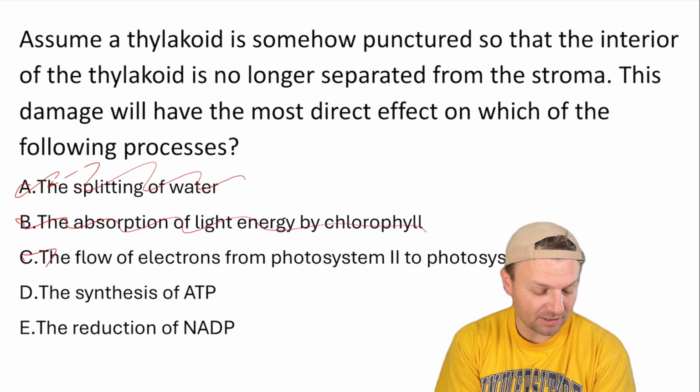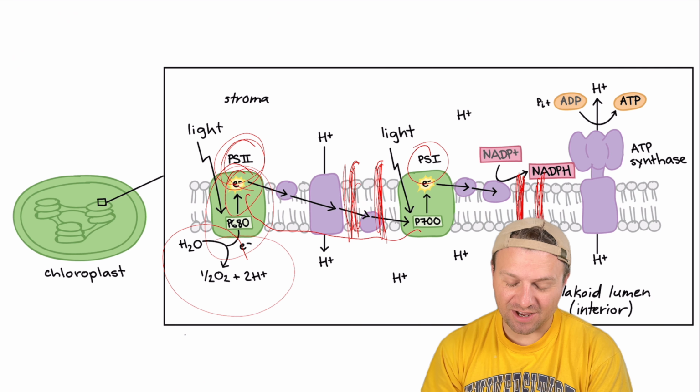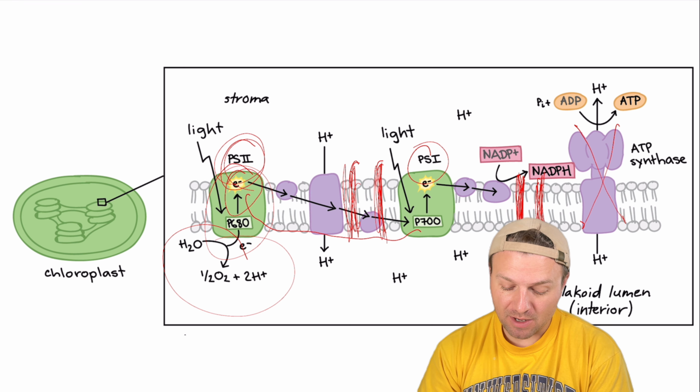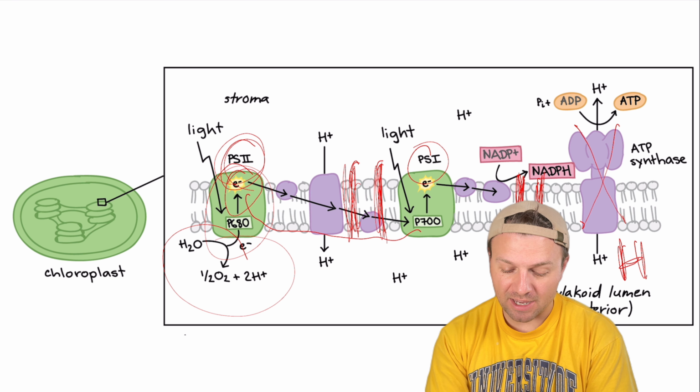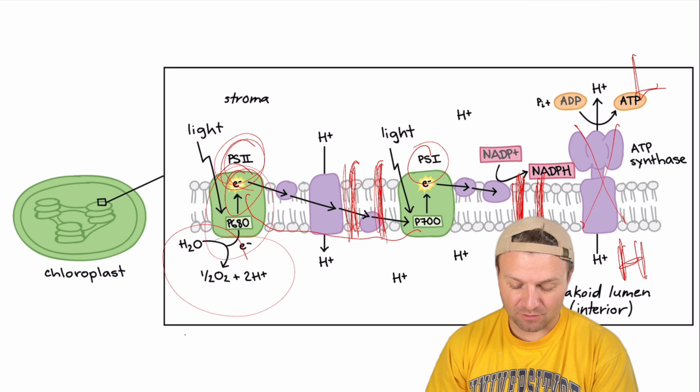So it's not C. D, the synthesis of ATP. Remember that we need this hydrogen ion concentration gradient between these two different parts of the membrane, so you can see that this process would stop, because we would no longer have this high to low concentration gradient because of the puncture. So that looks like it's the right answer.